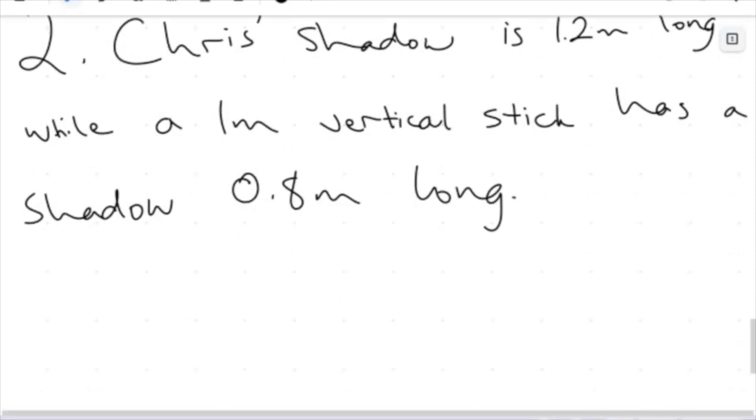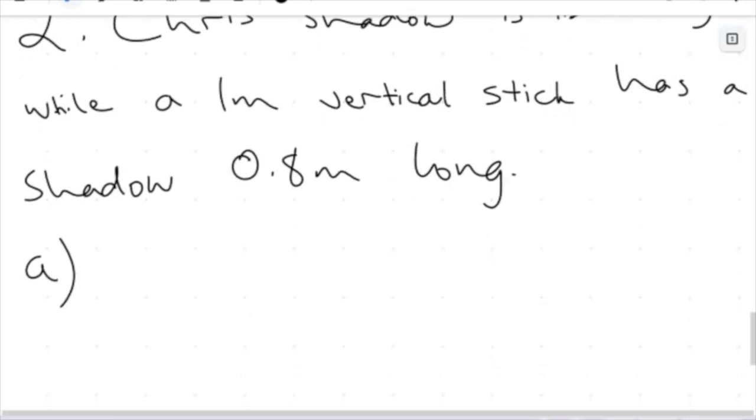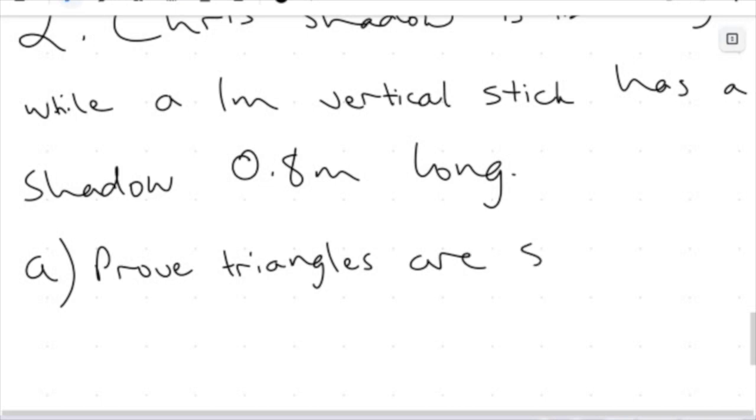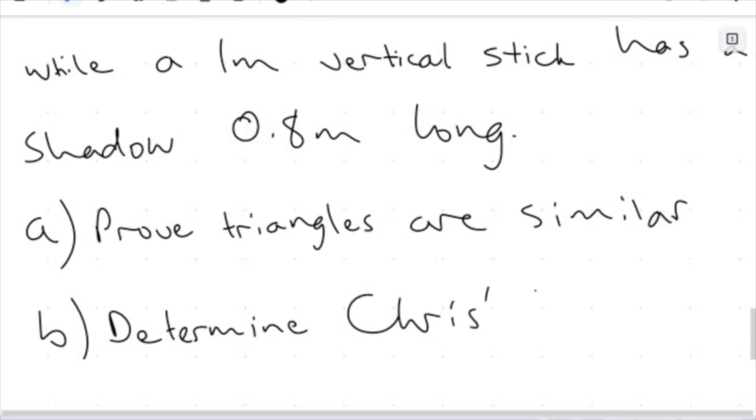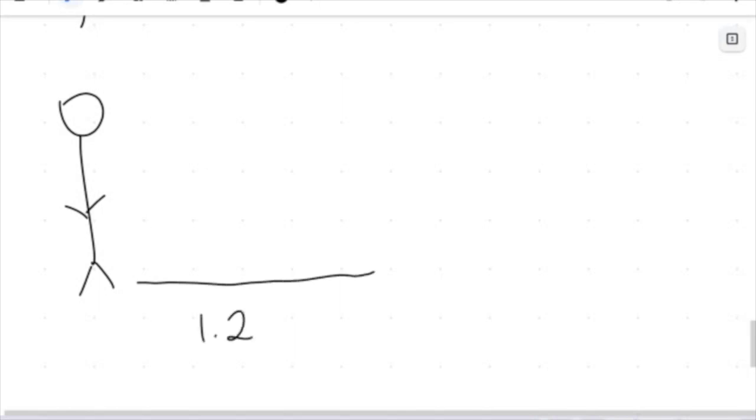And there's a couple of things we want to do. So part A, we want to prove the triangles are similar. And this is going to make more sense once I actually draw the picture. And in part B, we want to determine Chris's height. Okay, so I'm going to draw Chris here with some unknown height, and he is casting a shadow of 1.2 meters.